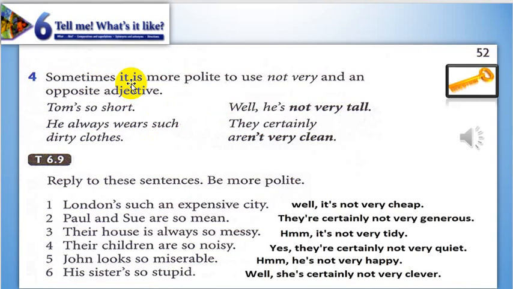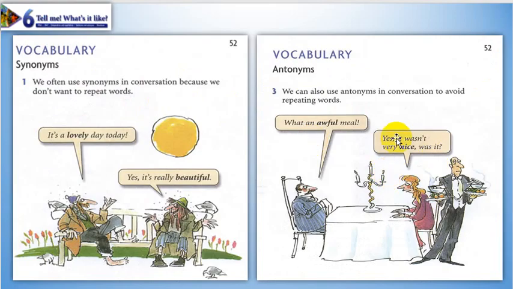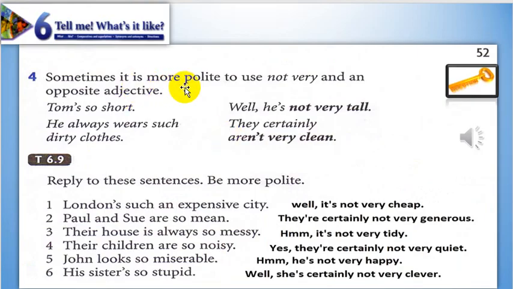Now, sometimes it is more polite to use not very and an opposite adjective, as we saw in the picture here. Okay? The woman did not say awful and did not repeat the word awful. She said not very nice. Okay, now, sometimes it is more polite to use not very and an opposite adjective. Tom is so short. Well, he's not very tall. He did not repeat the word short, but used a more polite way in saying that he is short. They said that he's not very tall. Okay?